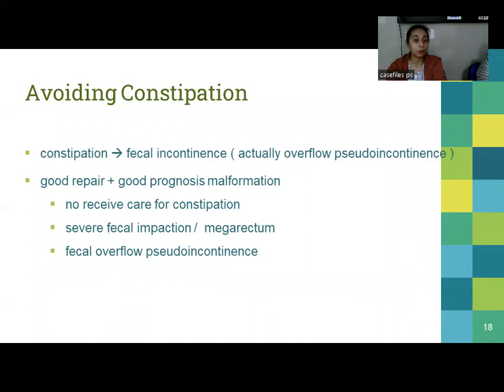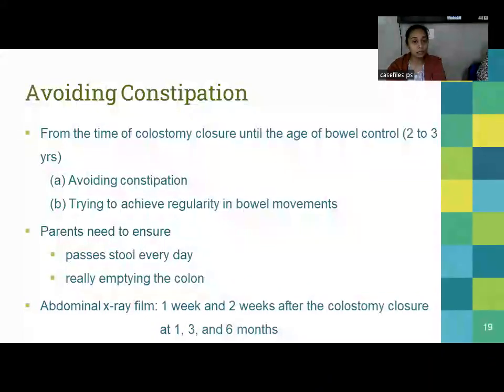In patients who have a good prognosis malformation and a good repair has been done, but have not received sufficient care for constipation, there can be a severe fecal impaction with megarectum, and this can further lead to fecal overflow pseudo incontinence. From the time of colostomy closure until the age of bowel control, which is 2 to 3 years, we have to focus on avoiding constipation and achieving regularity of bowel movements. The parents also need to ensure that the child passes stool every day and is really emptying the colon. As a protocol, abdominal X-ray films can be used at 1 week and 2 weeks after closure, and then at 1, 3, and 6 months.